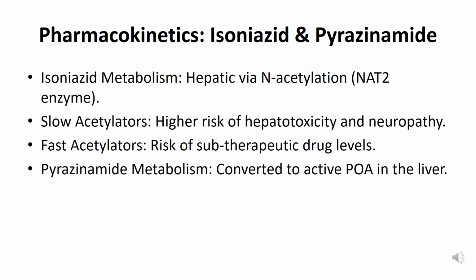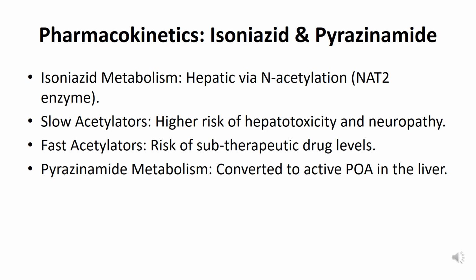Some individuals are known as slow acetylators. Others are classified as fast acetylators. This variation can have important clinical consequences. In slow acetylators, isoniazid remains in the body for a longer period of time. Drug concentrations stay elevated for longer durations. While this may increase antimicrobial exposure, it also increases the risk of toxicity. These patients are more susceptible to adverse effects such as hepatotoxicity.